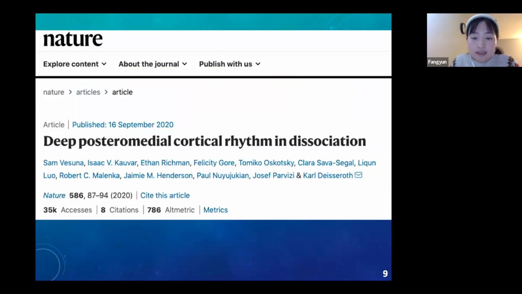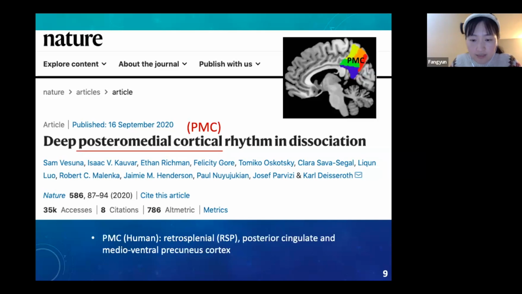Interestingly, in 2020, there was this Nature paper published which provided evidence for the role of deep posterior medial cortical rhythm in dissociation. The posterior medial cortex, or PMC, in humans is defined as the retrosplenial, posterior cingulate, and the medial ventral precuneus cortex, which constitute a core node of the human default mode network that is known to be engaged during internally focused subjective cognition, such as autobiographical memory.